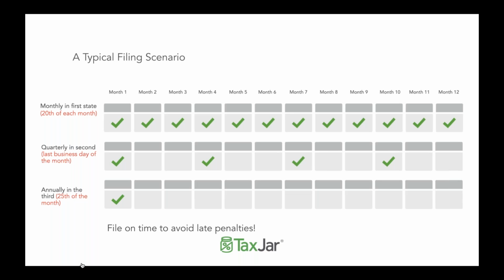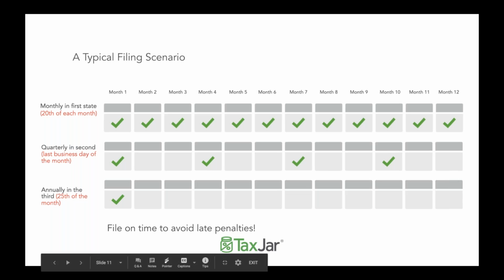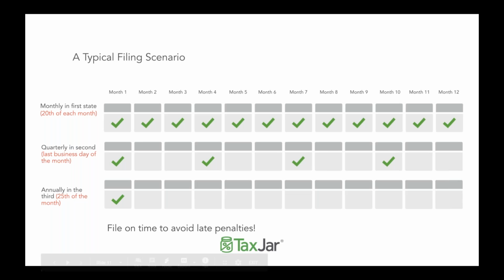And this is just a good potential example of a business's filing requirements with nexus in, say, 3 states, right? They might have one state that requires them to file monthly with returns due by the 20th of each month, another state that requires them to file quarterly with returns due by the last business day of the month, and then maybe another that requires them to file annually with returns due by the 25th of the month.